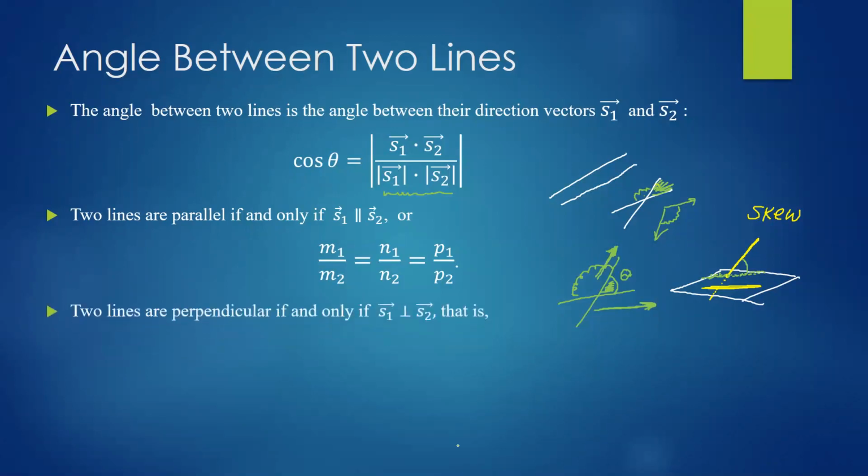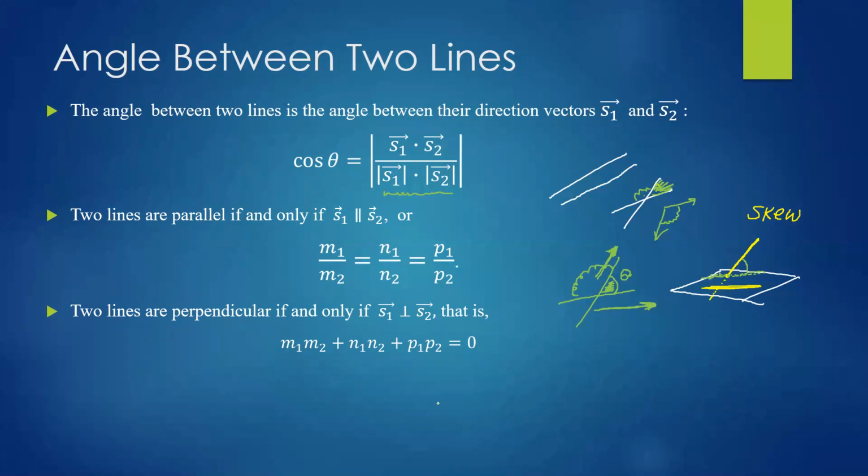And perpendicularity, of course, if the direction vectors are perpendicular. That is, the scalar product of the direction vectors is 0. So this much about angles between two lines.